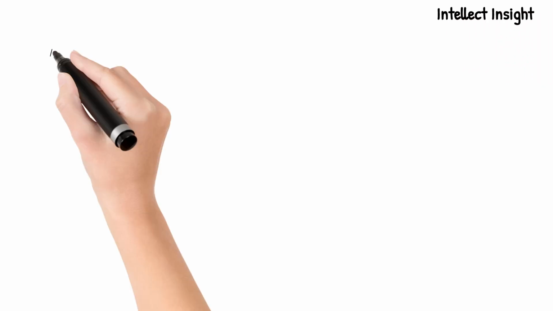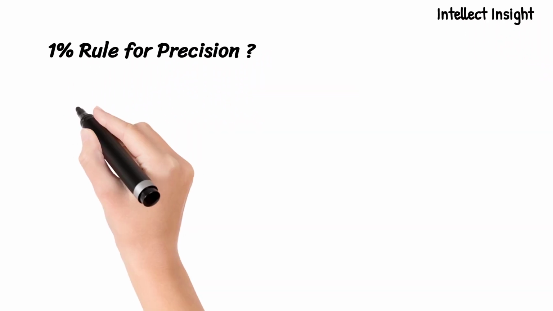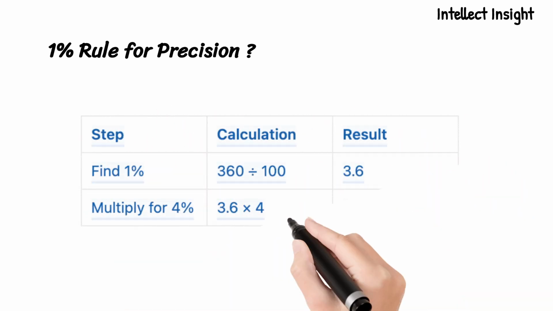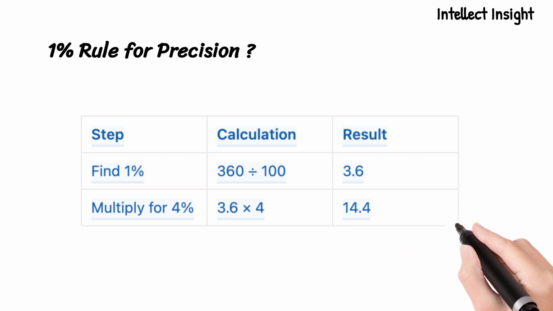Trick 3. 1% rule for precision. Start with 1% if the number is tricky. Let's say 1% of 360, it will be 3.6. Then if you want to calculate 4%, you already have the answer for 1% of 360, which was 3.6, so you simply need to multiply 3.6 by 4. It will be 14.4. Simple multiplication, and that's your answer.